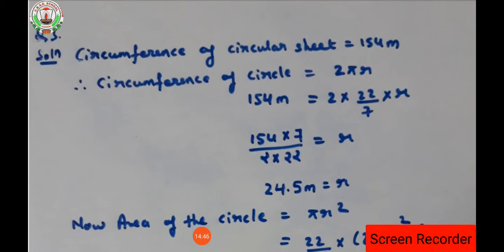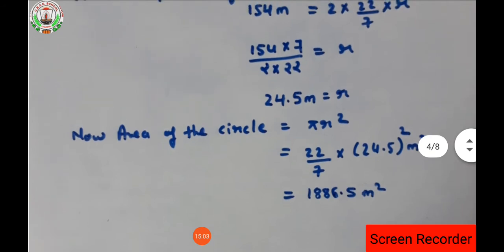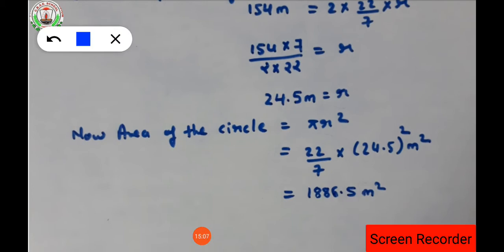So whenever, students, the circumference of a circle is given, with the help of that value we can easily find the radius. And when we find the radius, we can easily find the diameter by multiplying the radius by 2. Clear everyone? Now after finding the radius of a circle, this is the radius of a circular sheet, isn't it?